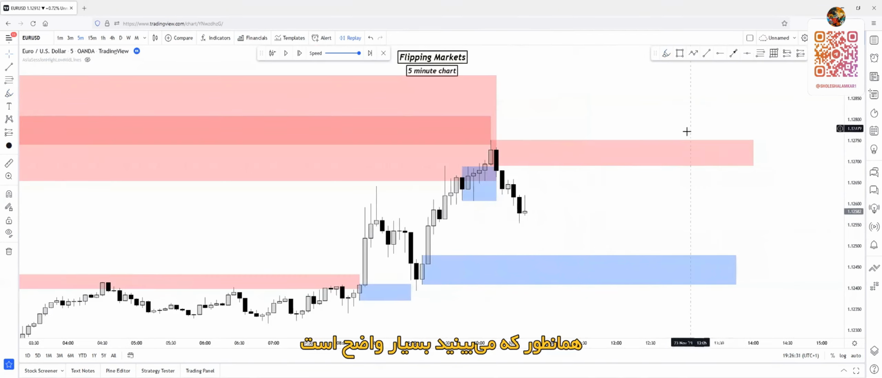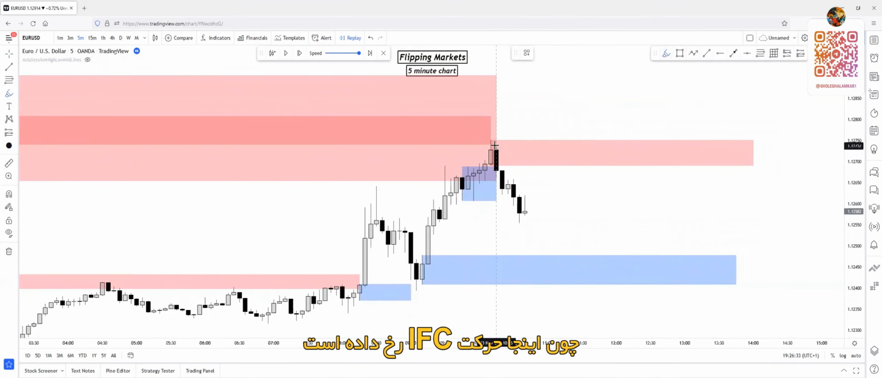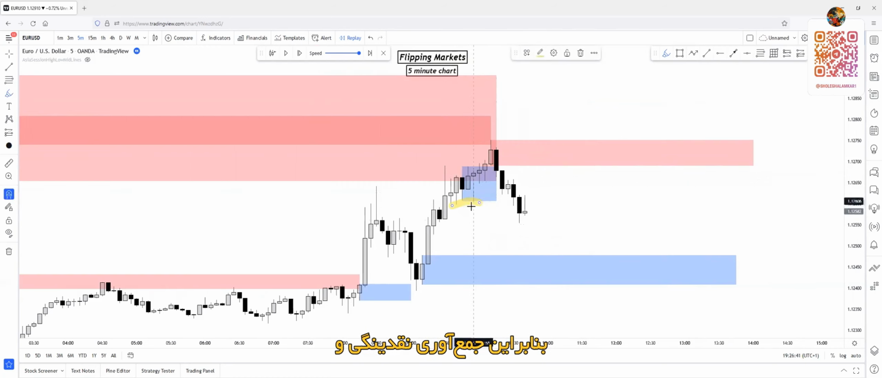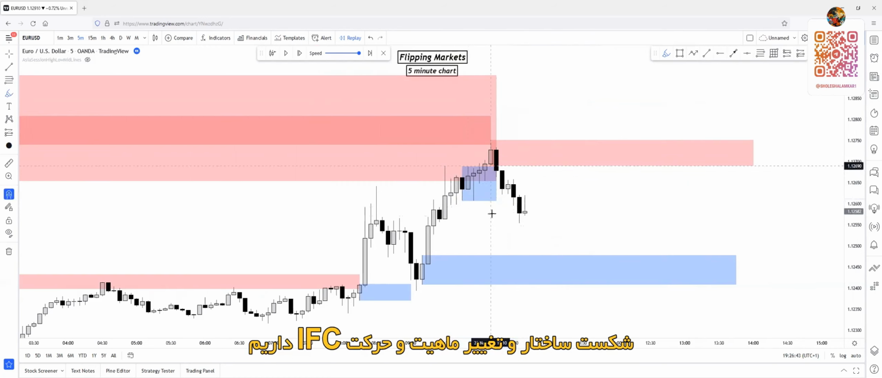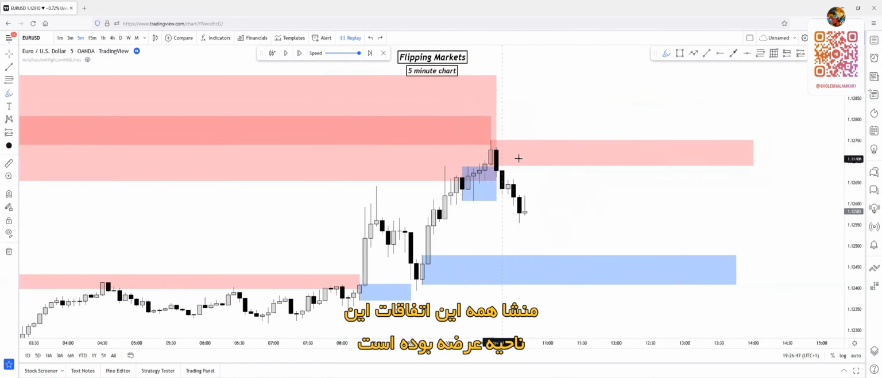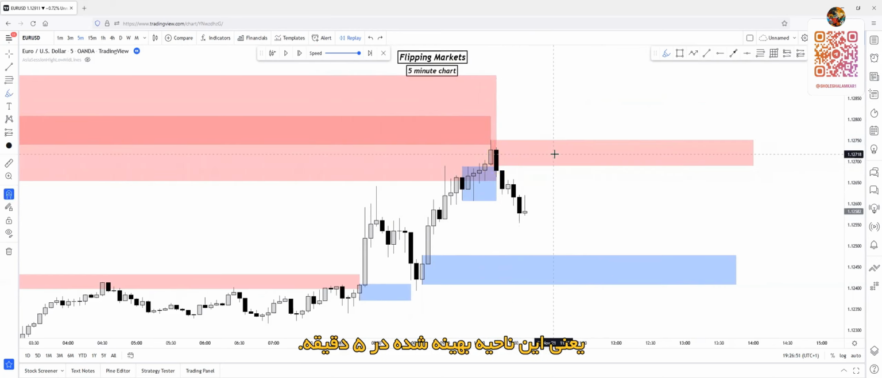As you can see, it's crystal clear again, because an inefficient push came into the market here, a change of character came into the market here, a liquidity sweep came into the market here. It swept liquidity, broke demand, broke structure, changed character, and created inefficiency. So all of these movements started from this supply zone, this 5-minute supply zone refinement, right?